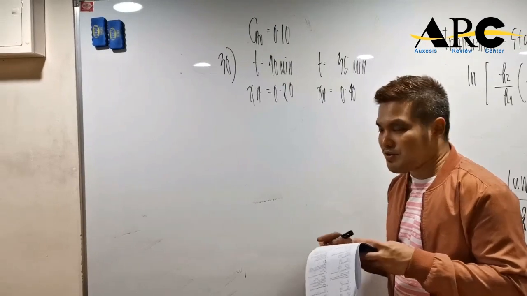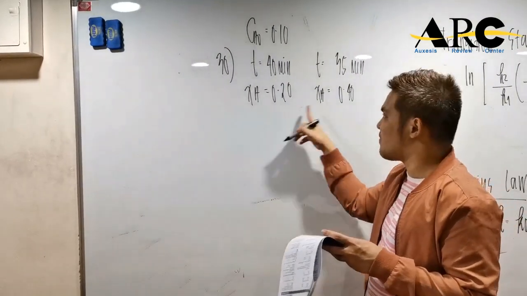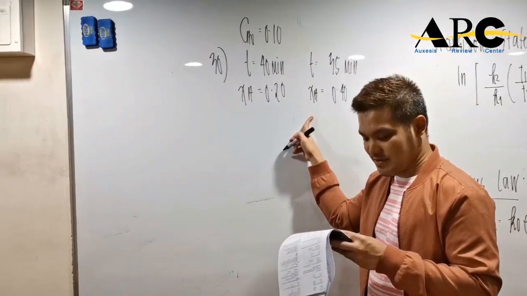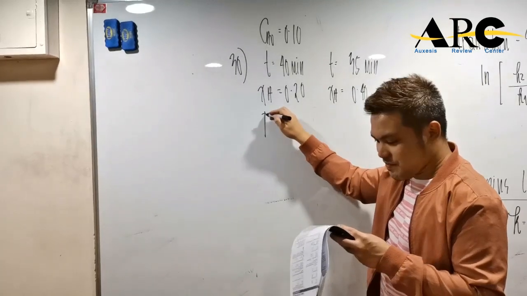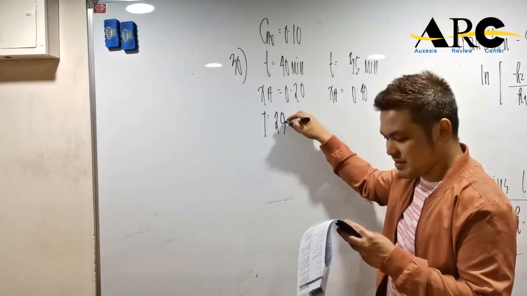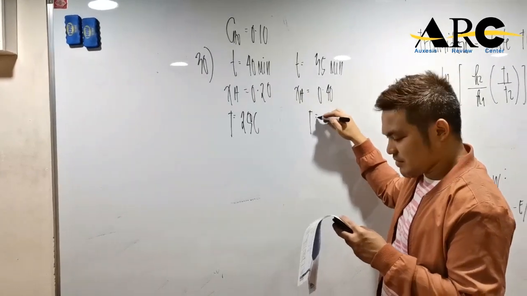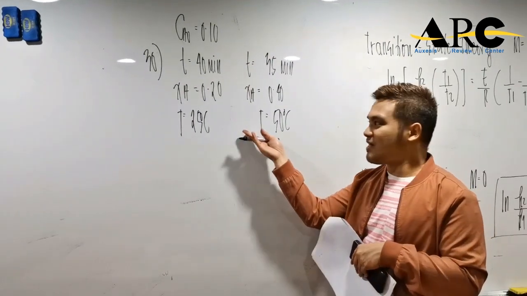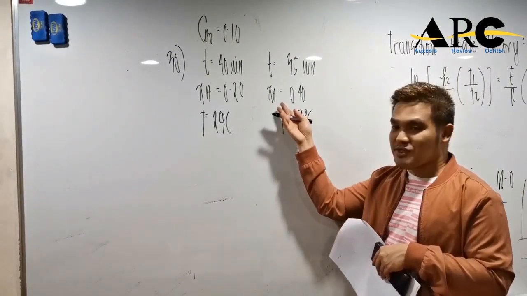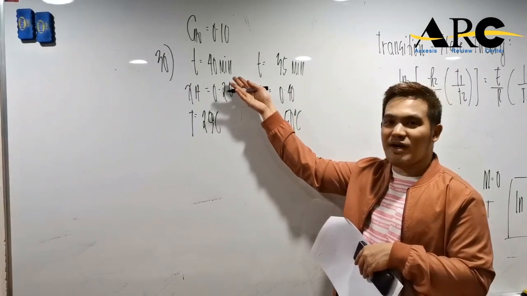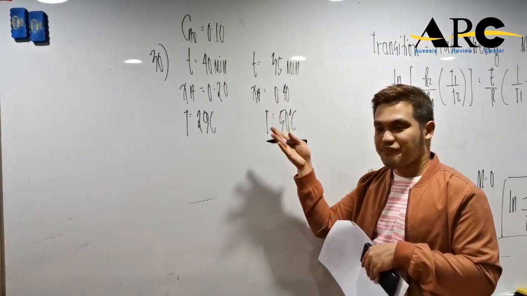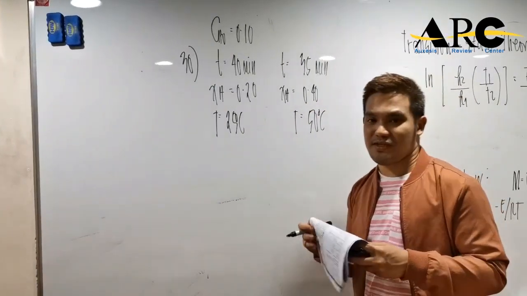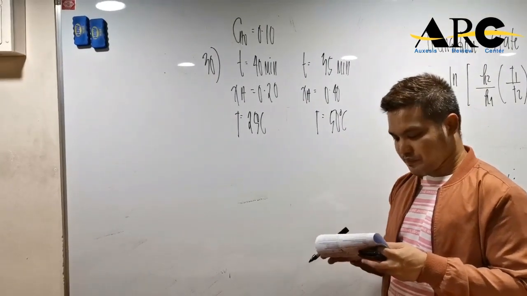So bukod dyan, nagbago yung temperature. Kita naman natin, once na tumaas yung temperature, tataas yung rate ng reaction, kaya ang conversion natin mas mataas. So ito, yung temperature natin dito is 25 degrees Celsius. So dito, ang temperature natin ay 50 degrees Celsius. So kita nyo naman, once na tumaas yung temperature, tumaas yung conversion. So imagine, wala pa ang 40 minutes, 35 minutes pa lang, ang taas na ng conversion niya kumpara sa 25 degrees Celsius na initial case.